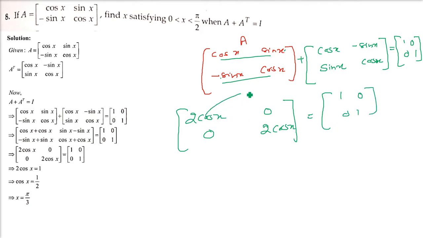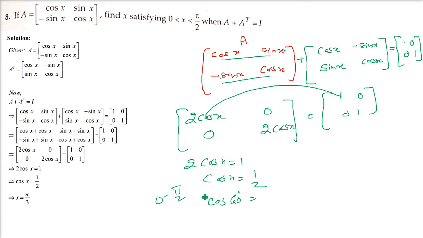So basically 2 cos x is equal to 1, if you equate both of these. Cos x is half. So what is the value between 0 and 90 degrees, or 0 and pi by 2, which is going to give you the half value? Which is 60 degrees. Cos 60 is 1 by 2. So you can either write just 60 degrees, or since the question is given in terms of pi, just write the answer as pi by 3. Okay, pi by 3.